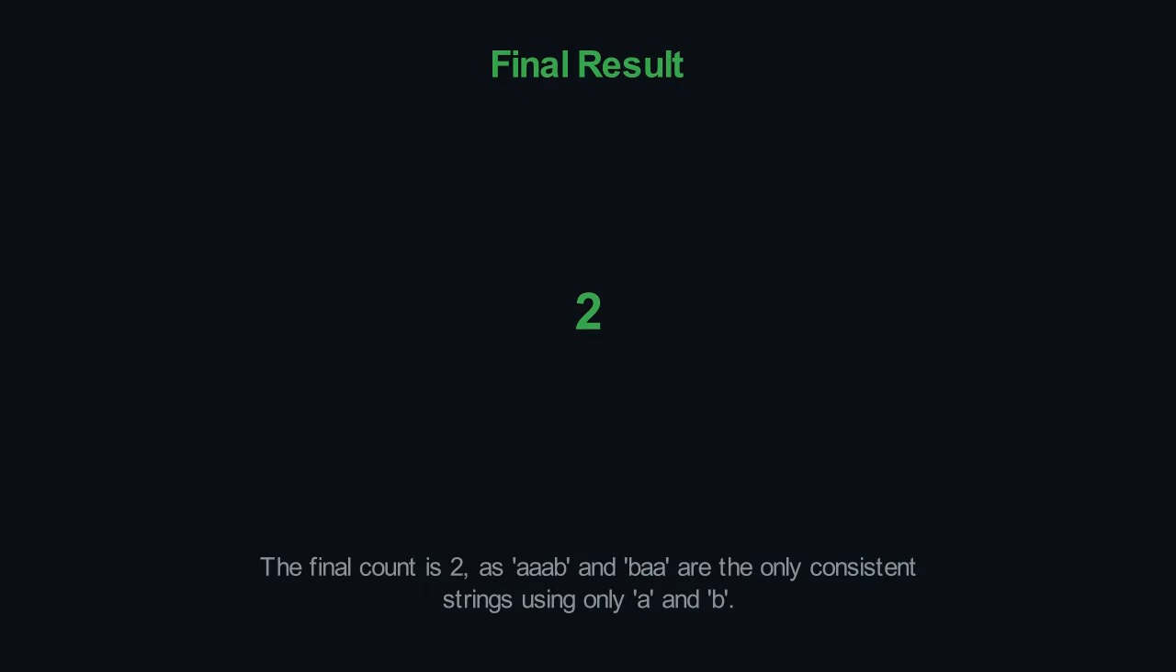The check for each character is now instant. After iterating through all words, we find that ab and ba are the only consistent strings. Our final count is 2. This is correct because both strings contain only characters a and b, which were specified as allowed.